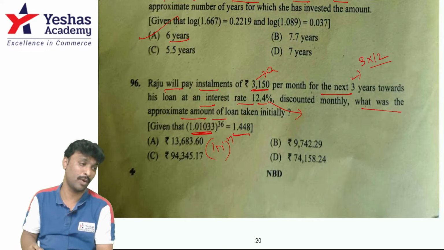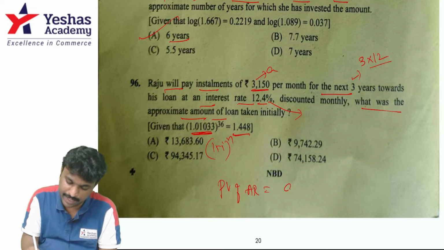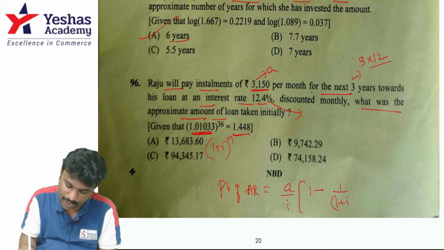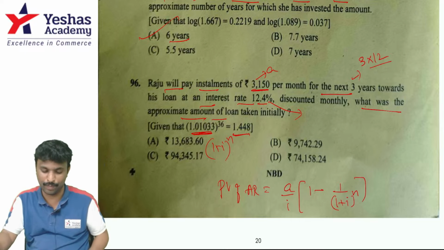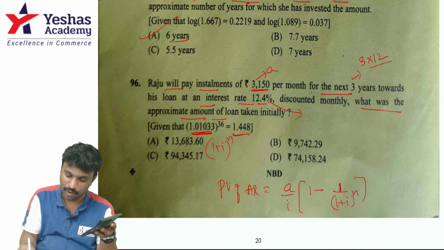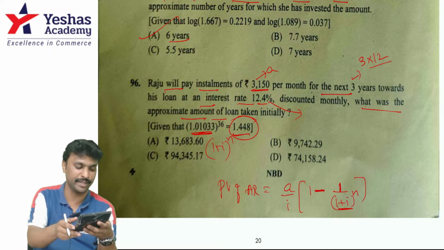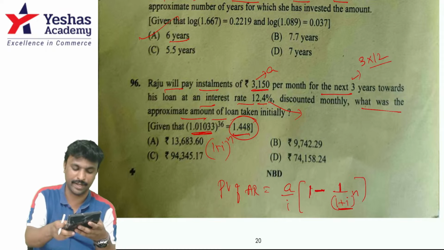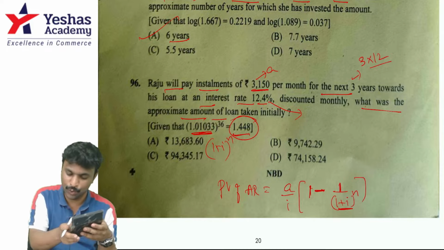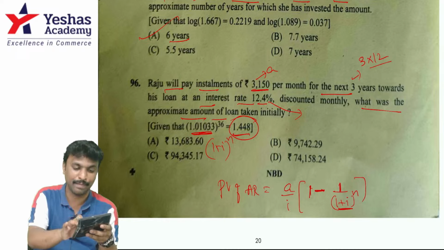See, a loan problem is always PV of AR. Formula is A by I into 1 minus 1 divided by 1 plus I whole power n. 1 plus I whole power n is given. So first of all, do this: 1 divided by 1 plus I whole power n is 1.448. Make it negative. How do you do this? Plus or minus. Add 1, plus 1 into A. A is 3150 divided by I.